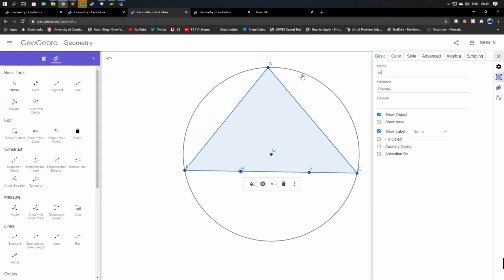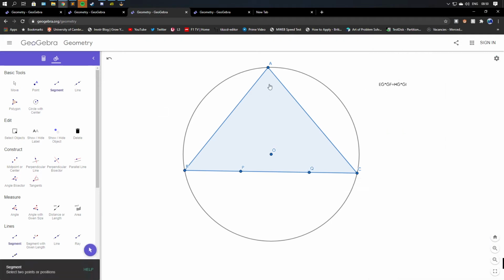I'm just adding P and Q such that we've got some angle thing. So we have that. Let's look at angles. PAB, this angle here, must be equal to BCA.